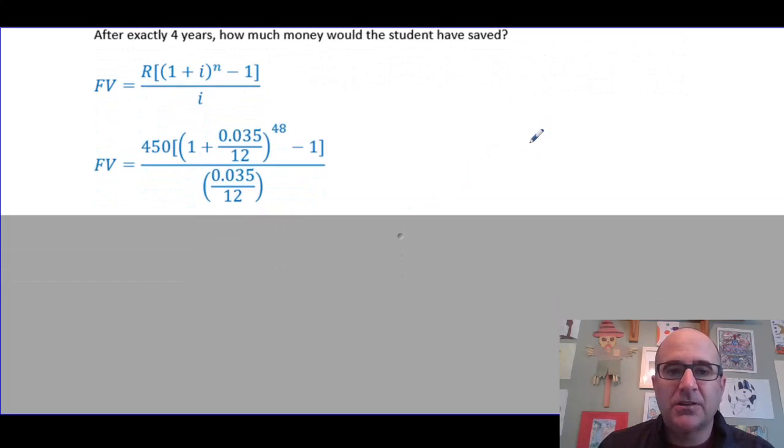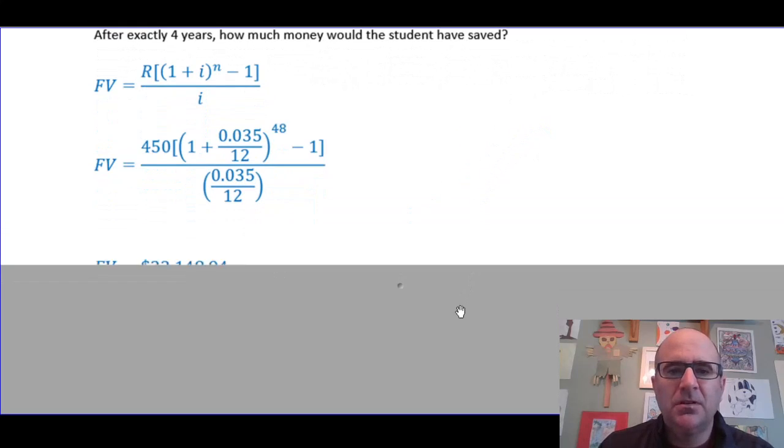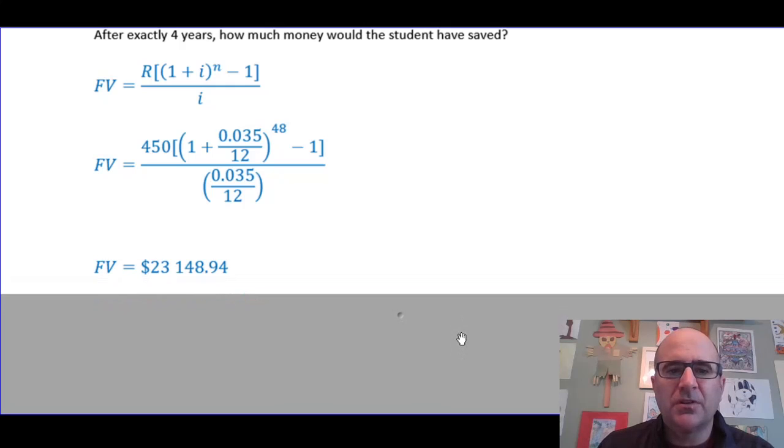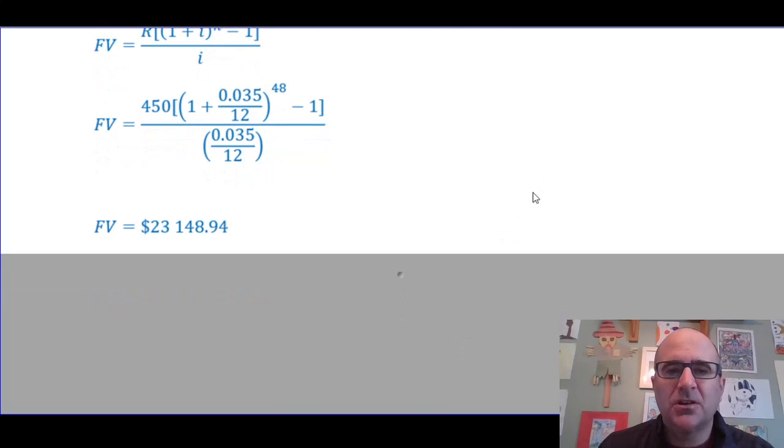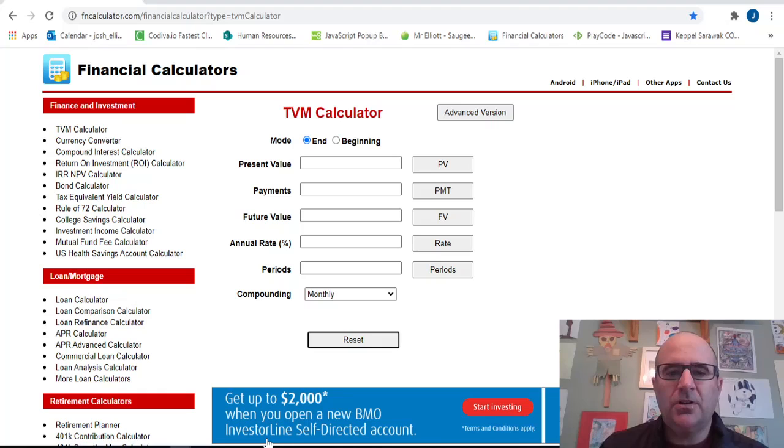So there's the calculation that will give you the final value, which is $23,148.94. Of course, we could also check our answer using our TVM calculator.